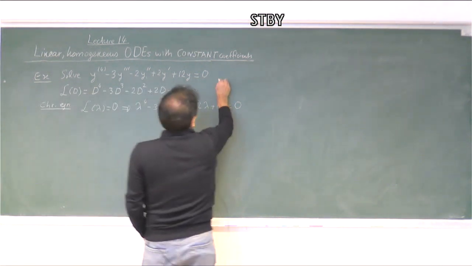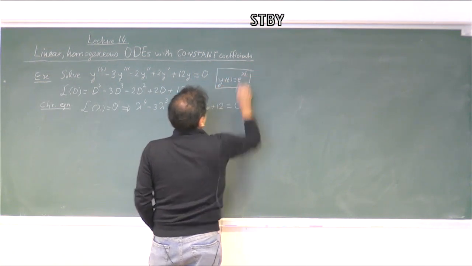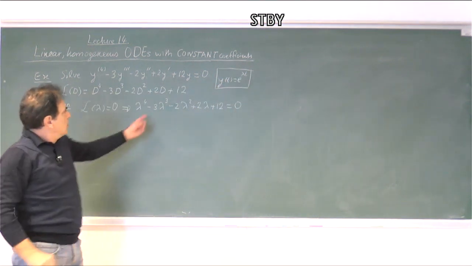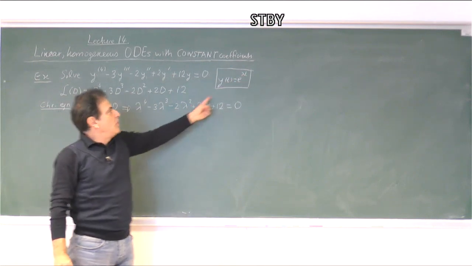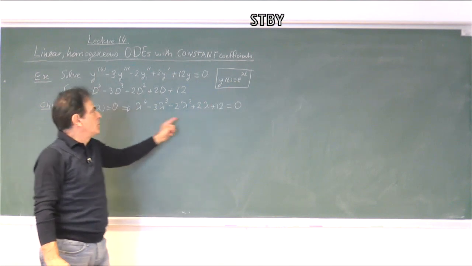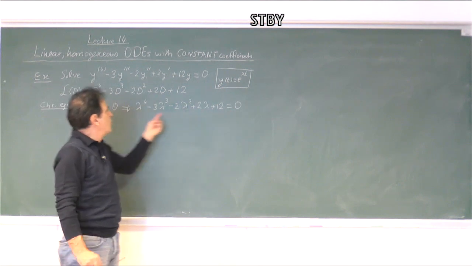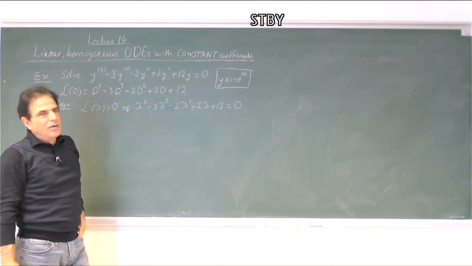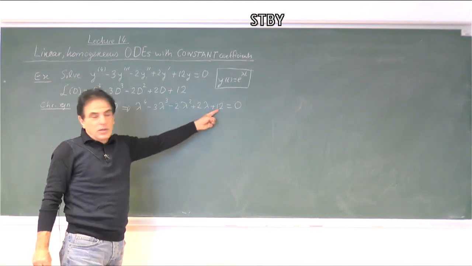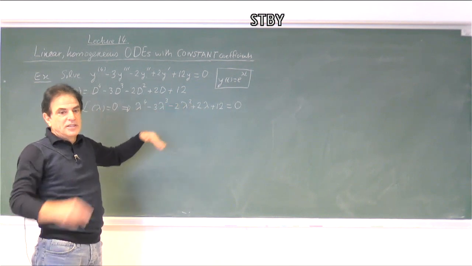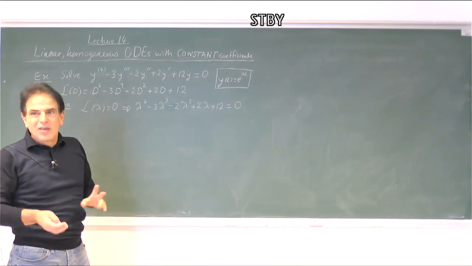As you remember, we propose a solution of this form. This is the proposed solution. And we find the possible lambda values which make this function indeed a solution. And lambda values are the roots of this characteristic equation of fourth order form. Now, if the degree of the characteristic polynomial is large, of course, finding its roots may be difficult.